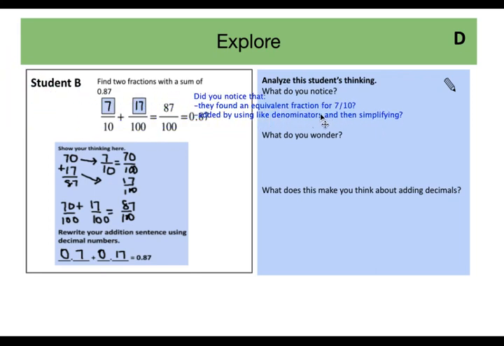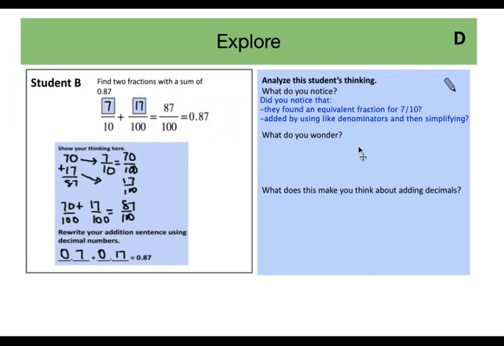Okay, so what did you notice? Did you notice they found an equivalent fraction for 7/10? So right here we can see they did 7/10 equal to 70 hundredths. Did you notice they added by using like denominators? So right here, 70 hundredths plus 17 hundredths. And then they went back and simplified it, right? When putting it back into decimals, they wrote it as 7/10, 17 hundredths.